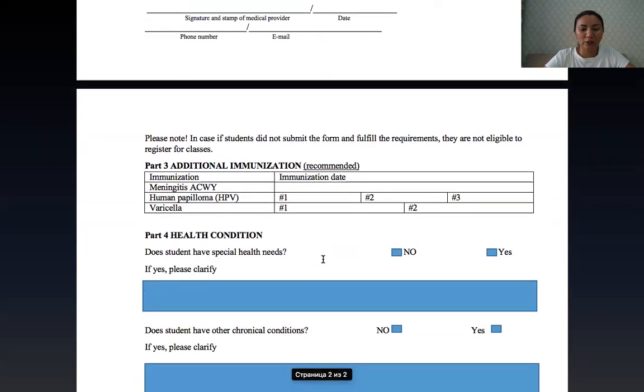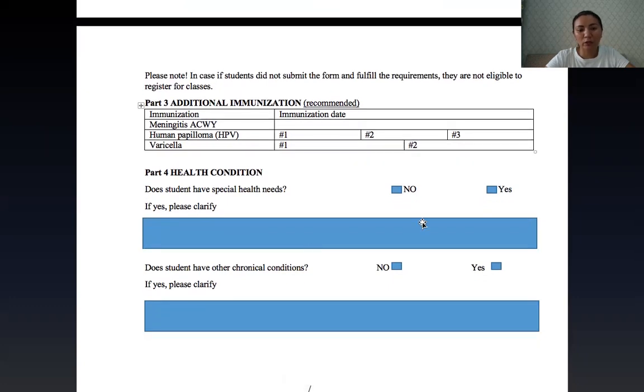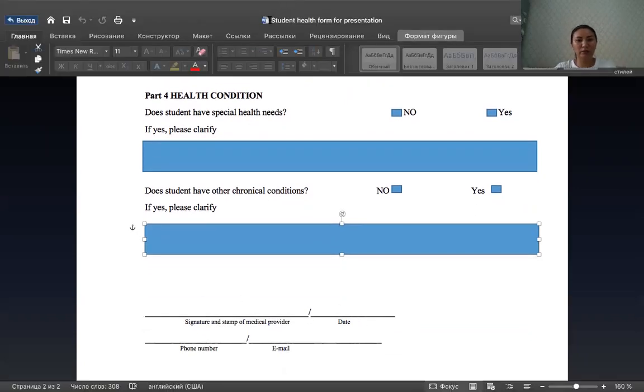In some countries, some additional vaccination is provided against meningitis, HPV, and varicella. If so, please indicate data here. Basically, HPV is a 3-dose vaccine, varicella is a 2-dose vaccine. So we are looking forward to seeing the data of this vaccination. If you have special health needs and you stated yes, then please explain what exactly. If there is a chronic condition stated here as yes, then we need to see the explanation, okay? And also the details.